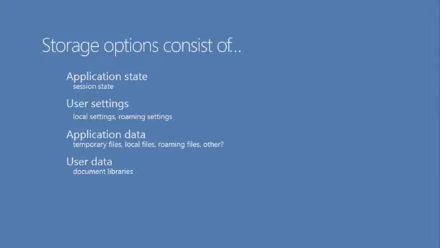Application data and user data tends to be the data that might be bulky. It might contain a significant amount of stuff. The difference between the two is that the user doesn't expect to have control over his application data. Application data is temporary files, local files, roaming files that describe the data that the application needs to work with, but that the user really just expects to see while he's using the application and doesn't expect to see outside of the application.